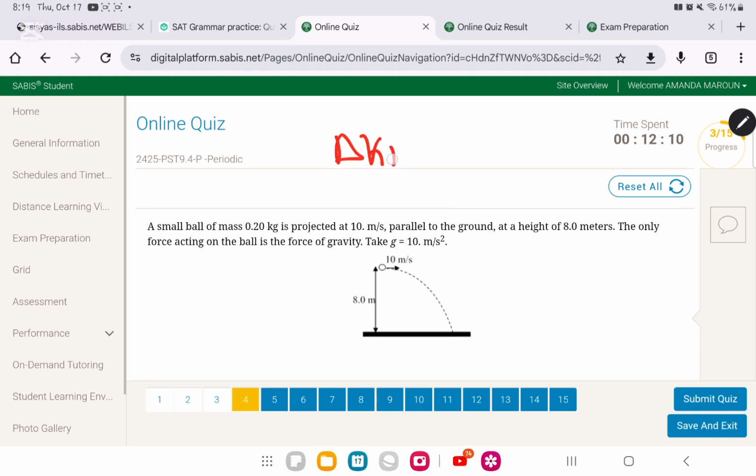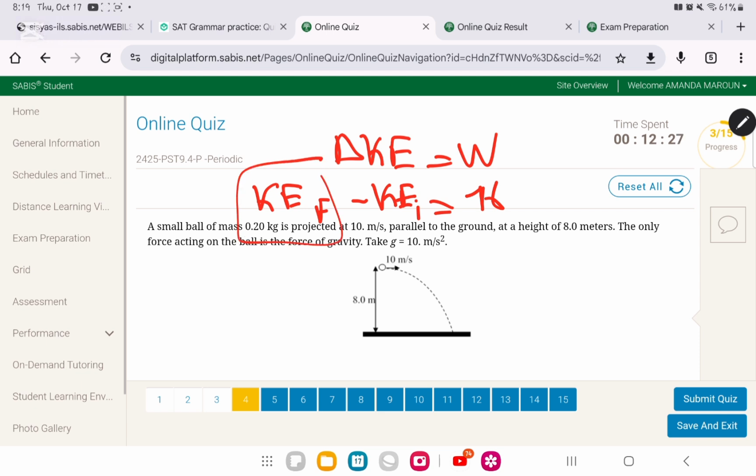So we know the change in kinetic energy is equal to the work. We have our work, which is 16 joules. It's equal to the kinetic energy final minus the kinetic energy initial. What are they asking for? The kinetic energy final. We need to find it. Okay? We can very simply find the kinetic energy initial, move it to the side, and then we will find the kinetic energy final. So we know the rule for kinetic energy initial.